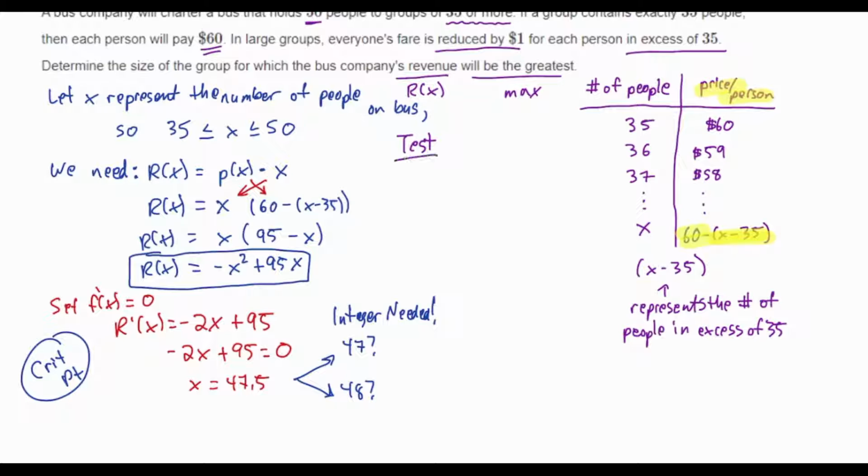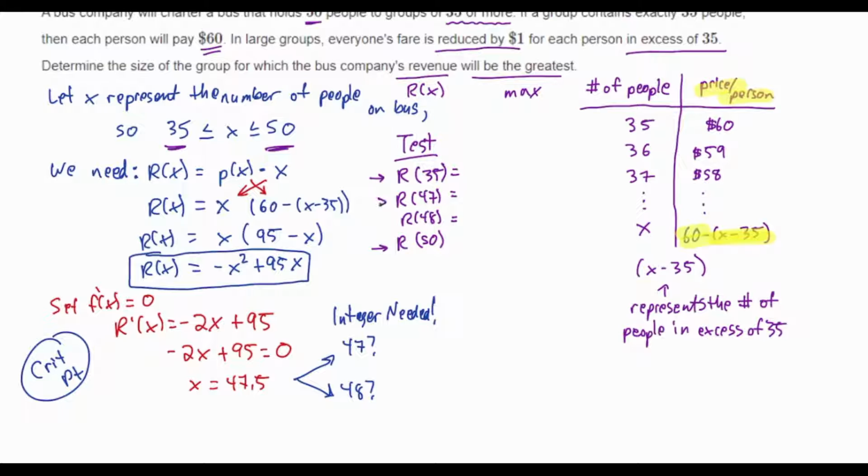So what do we know when we test our values? We're looking for the maximum possible revenue. So I'm going to test my endpoints and my critical point or points. We're going to evaluate our original function for my endpoints, so 35, and my middle critical points, so I'm going to test 47 and 48. And then my other endpoint from here is 50. So I'm testing minimum number of people, maximum number of people. Those are the endpoints of my interval.